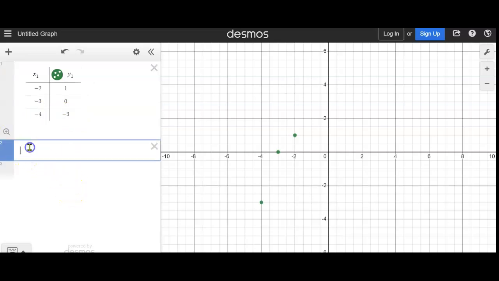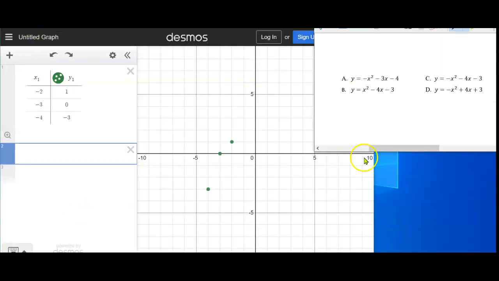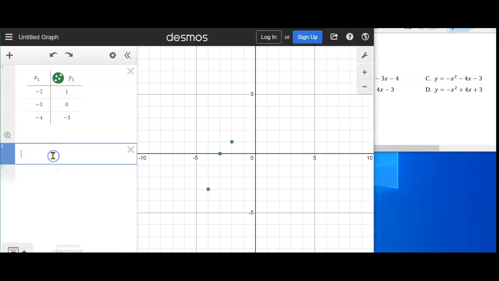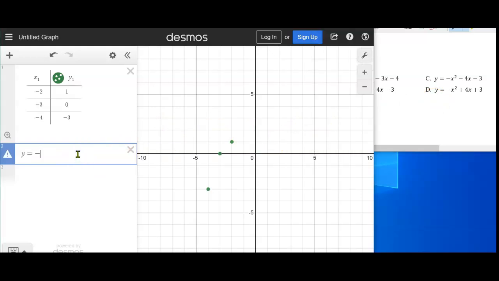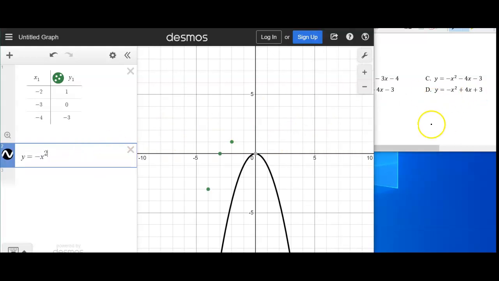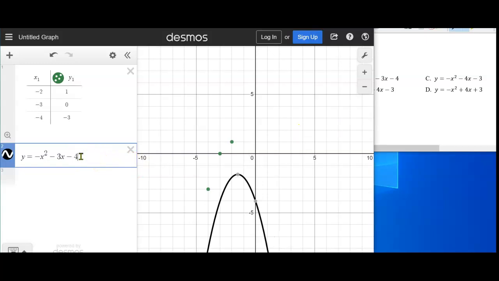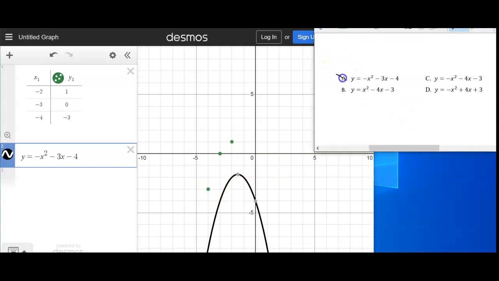Then we're going to write each answer choice's equation, making sure that they touch all 3 green points. So here are our answer choices once again. So we're going to test A. Type in your equation. Y equals -x squared minus 3x minus 4. As you can see, it does not pass through those 3 green dots. So A is not our answer.